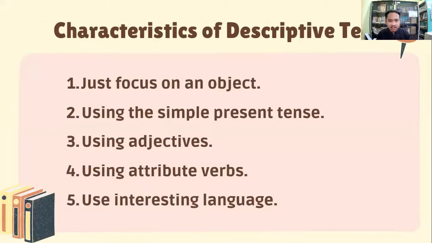Characteristics of descriptive text. Number 1 is just focus on an object. Jadi yang pertama tuh benar-benar fokus apa yang kita ingin bahas, apa yang kita ingin deskripsikan, we just focus on that. And number 2, using the simple present tense. Jadi di descriptive text ini kita pakainya simple present tense. And number 3, using adjectives. And then number 4, using attribute verbs, for example, like to be: are, am, is. And then last, use interesting language.